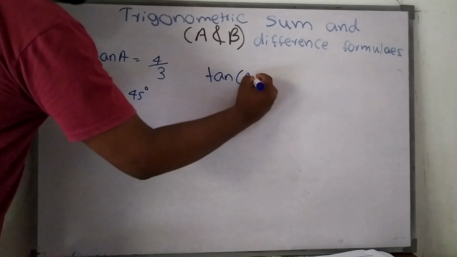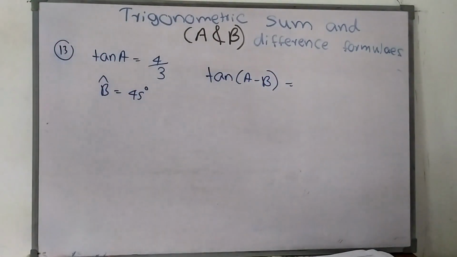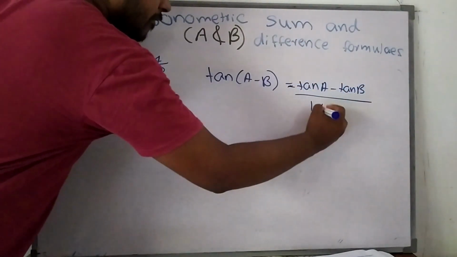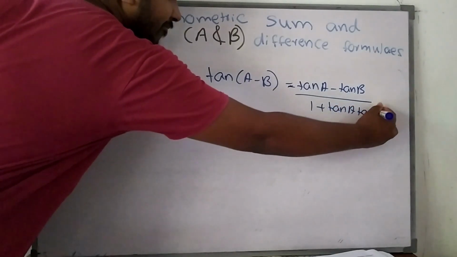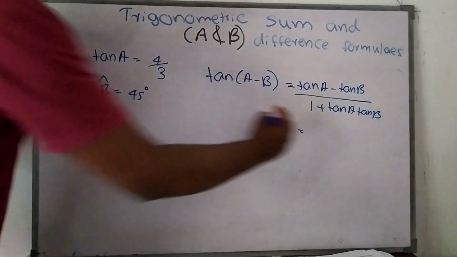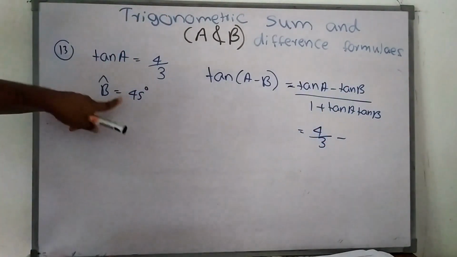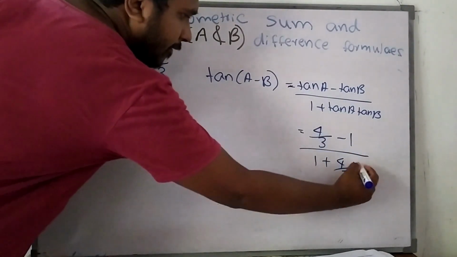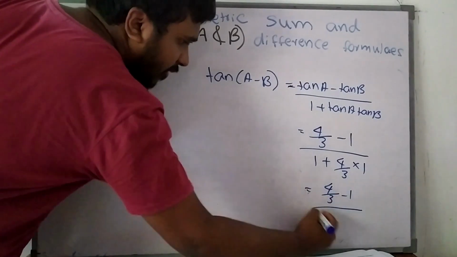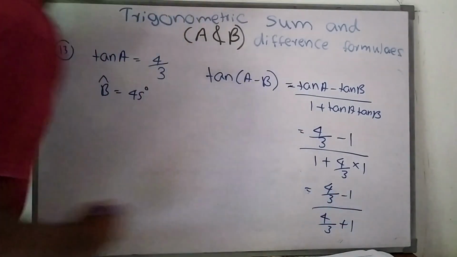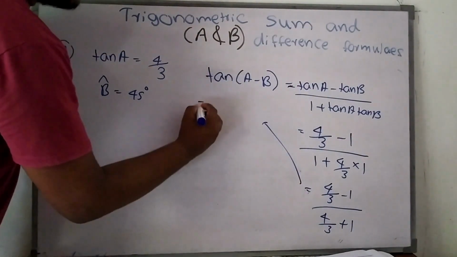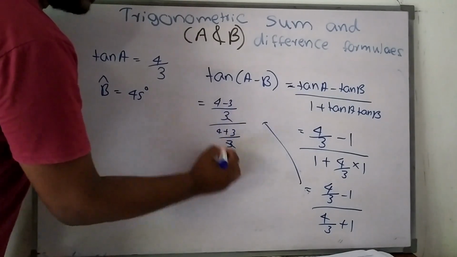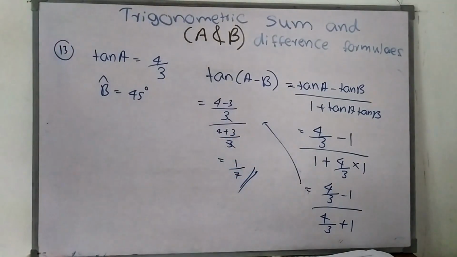So what is tan A minus B? You have to expand it: tan A minus tan B over 1 plus tan A tan B. Tan A equal 4 by 3. Tan B means tan 45, so tan 45 means 1. 1 plus again 4 by 3 into 1. 4 by 3 minus 1 over 4 by 3 plus 1. Right? So likewise, the answer will be 4 minus 3 over 3, 4 plus 3 over 3. It's 1 over 7. This is the value of tan A minus B.